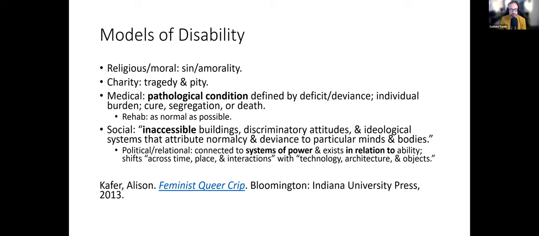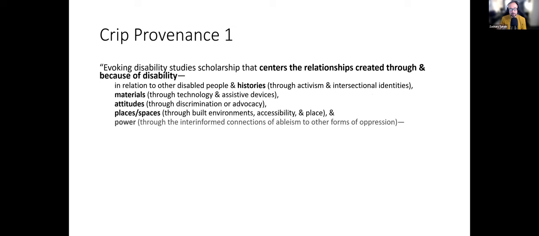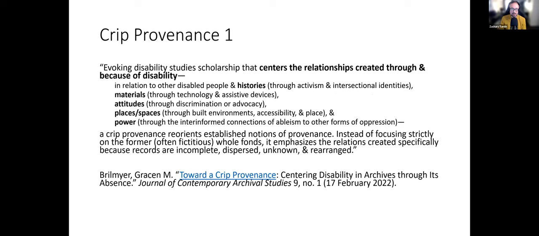Now, getting back to crypt provenance, and this is where we're getting into some more theory here. Try to stay with me here. We'll try not to spend too much time with this, but I did want to mention a little bit of archival theory. Evoking disability studies scholarship that centers the relationships created through and because of disability in relation to other disabled people and histories through activism and intersectional identities, materials through technology and assistive devices, attitudes through discrimination and advocacy, places and spaces through built environments, accessibility and place, and power through the inter-informed connections of ableism to other forms of oppression.